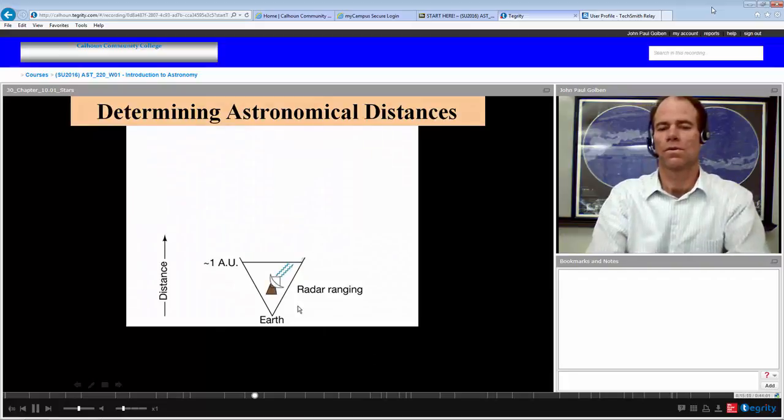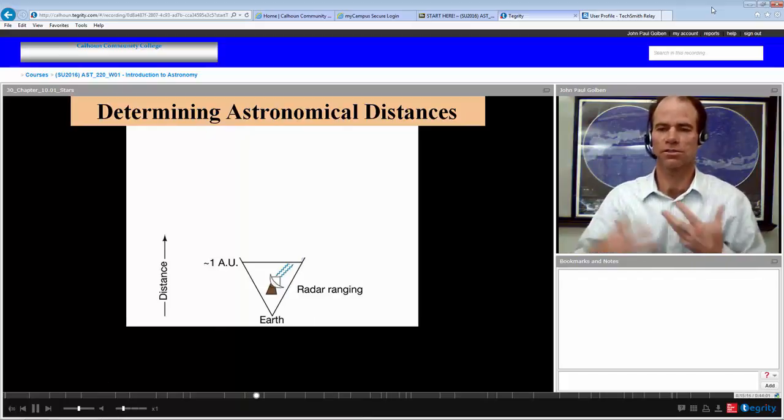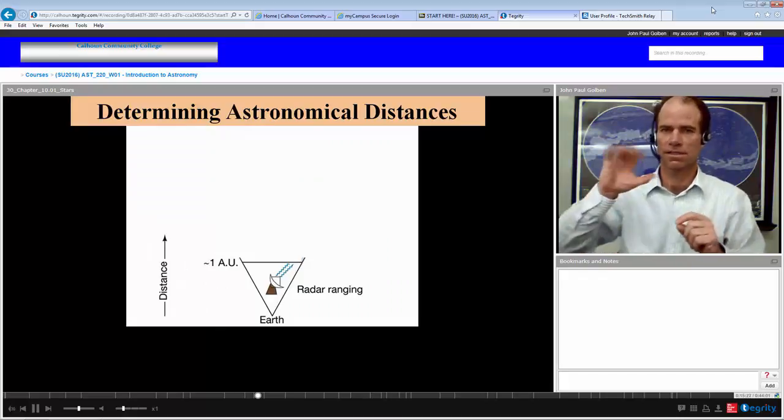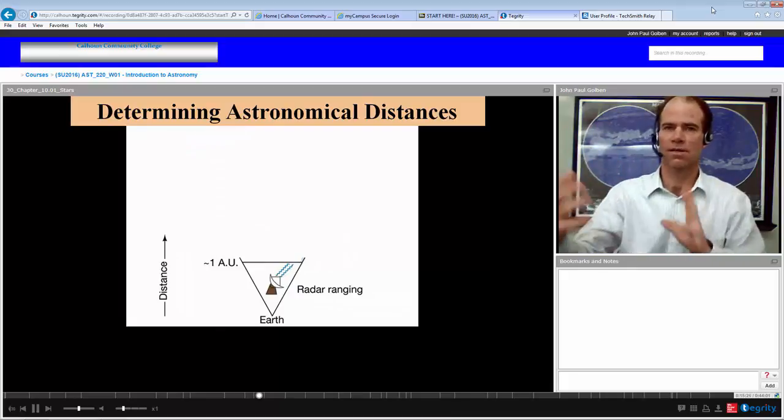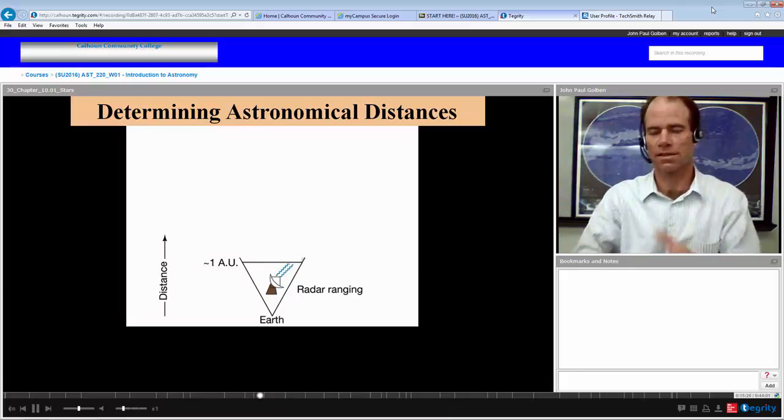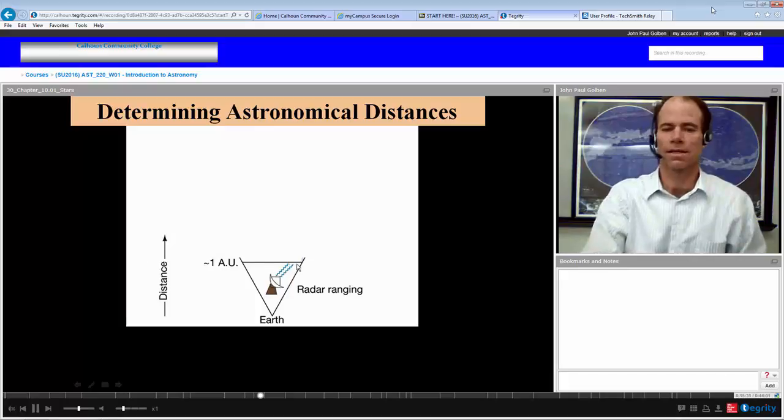If we were to determine astronomical distances for closer distances, we could just use radar ranging. So say if we wanted to find the distance to Venus, we could use a radar, send a signal, bounce it off Venus, and have it come back and measure that distance by the time it took for that signal to get there and come back. That is radar ranging. For close enough distances, say within our solar system and our near solar system, we could use that.